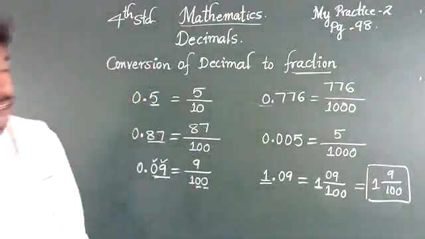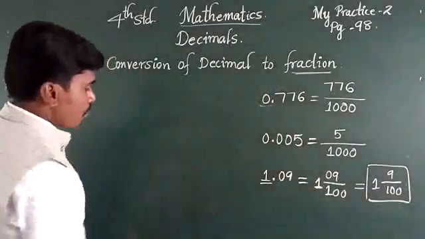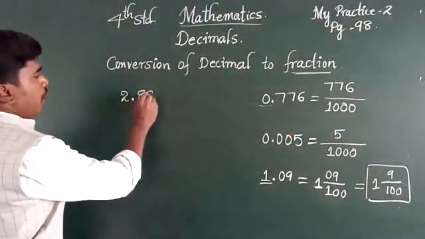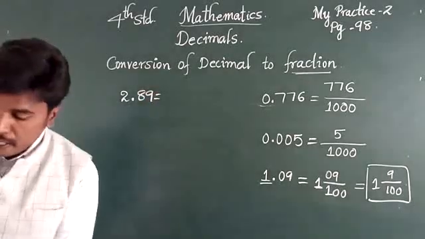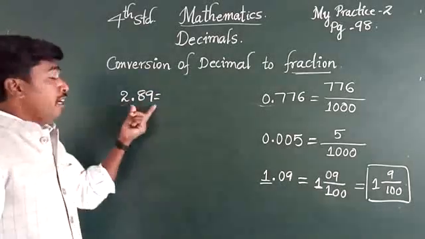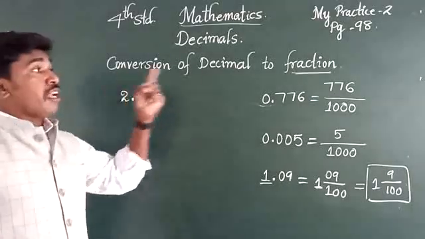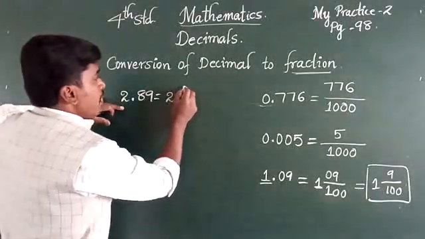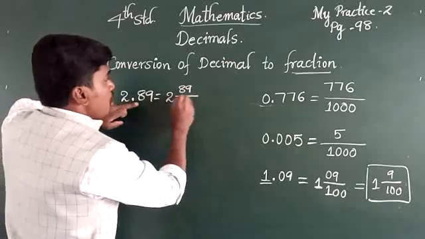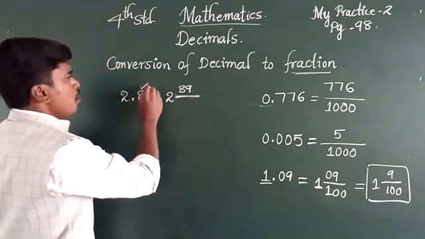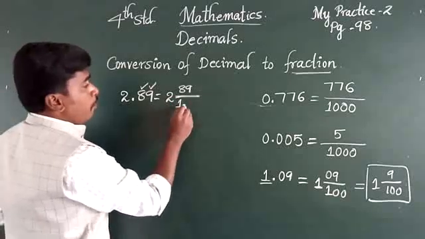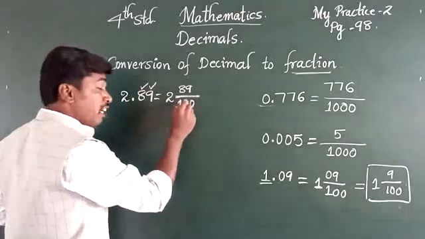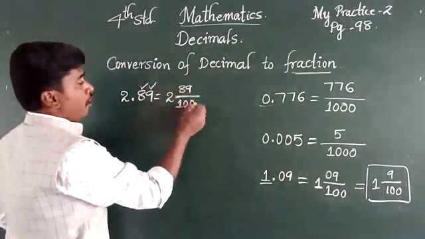Take one more question, dear children. Again it is 2.89. Here I am going to write 2 in the whole number part. It is the decimal, and this decimal only you are writing into the fractional form. So 2 should be in the whole number part, 89 in the numerator. How many digits are there here? 1, 2. So in the denominator there will be 2 zeros, that means 100. So it is 2 and 89 by 100.